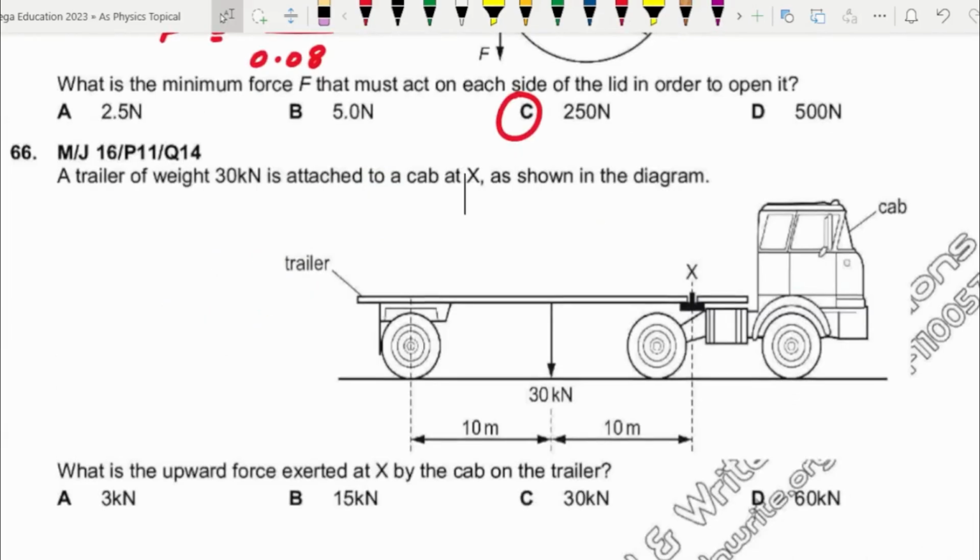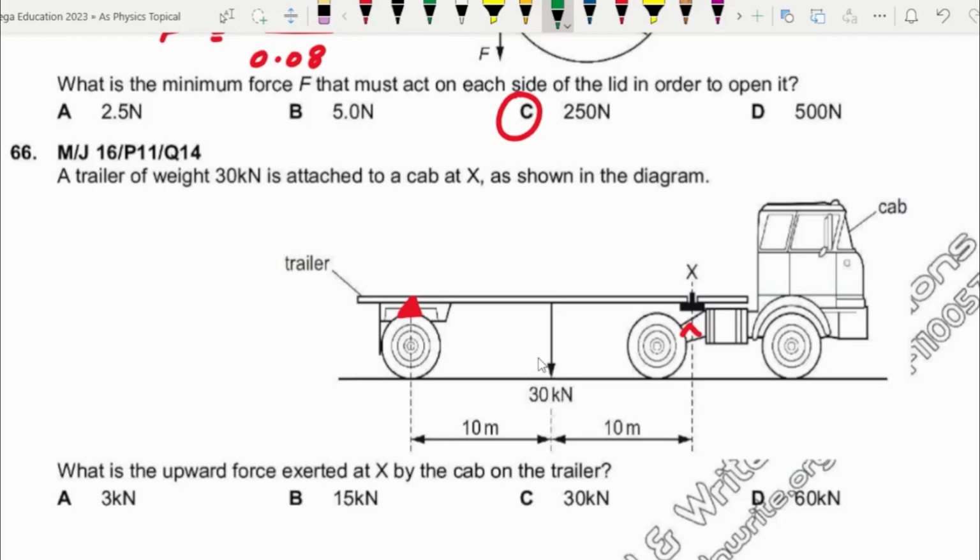Alright, so let's take a look at the next one. A trailer of weight 30. Okay, just the diagram is given. And what is the upward force exerted at X by the cab on the trailer? There is no resultant moment of force because otherwise your trailer or the cab would have been in rotation. So what we can do is apply the principle of moments about any point, and the suitable point would be this one. You can choose this one as a pivot and apply the principle of moments about this point.